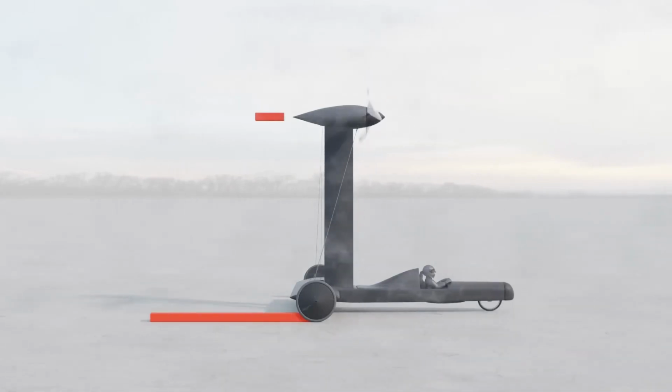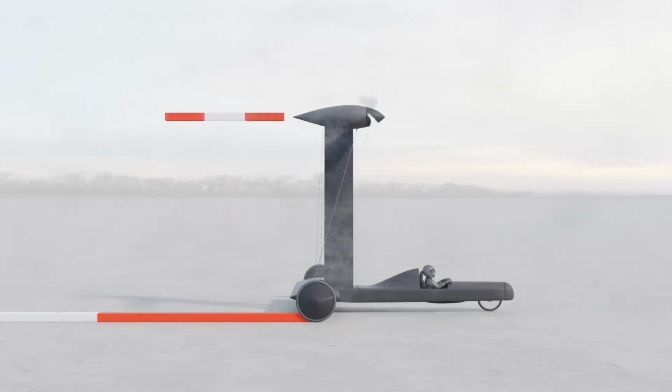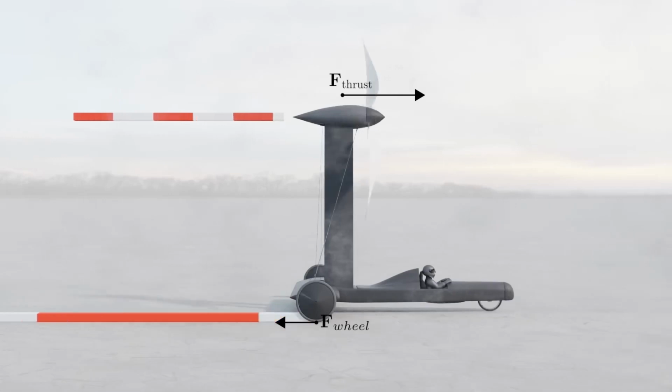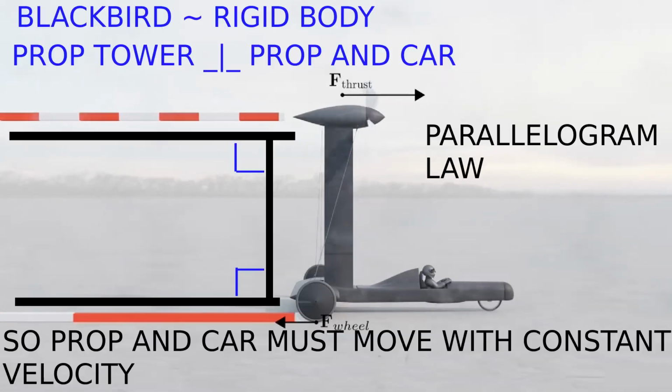The wheels are going so much faster over the ground than the propeller is moving through the air, so the thrust force can actually be larger.